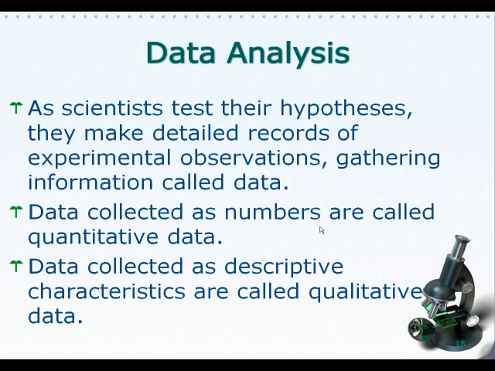As scientists test their hypotheses, they make detailed records of experimental observations, gathering information called data. Data collected as numbers are called quantitative data. For example, if I ask you for quantitative data of your classroom, you might tell me something about the width or the length of the room. You will use numbers for this quantitative data analysis.